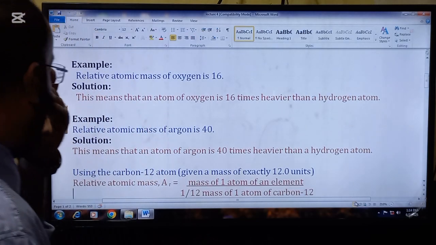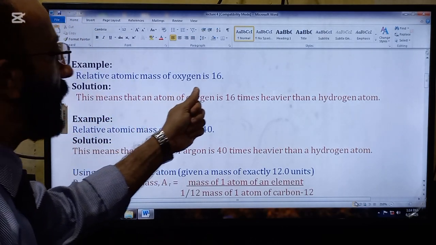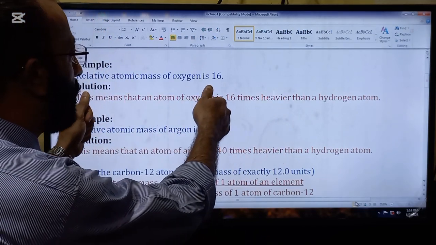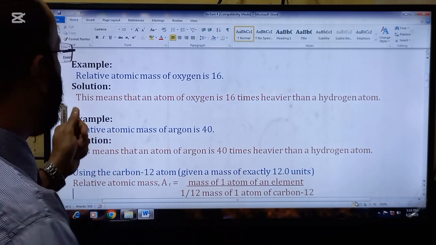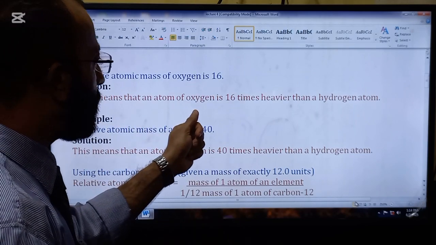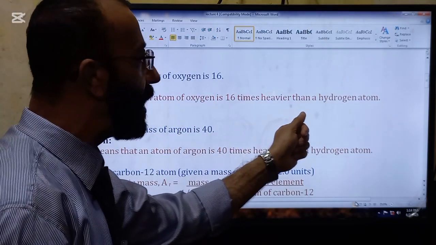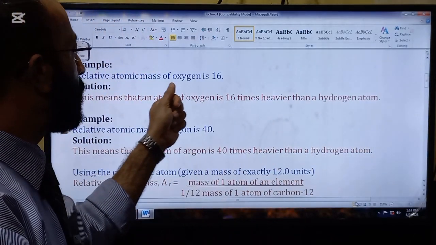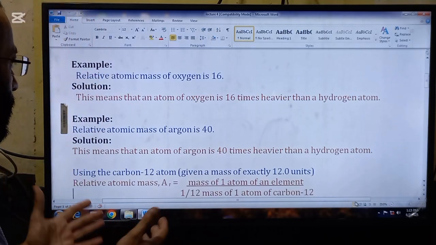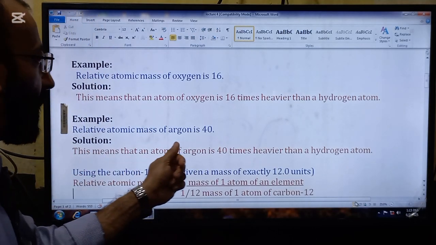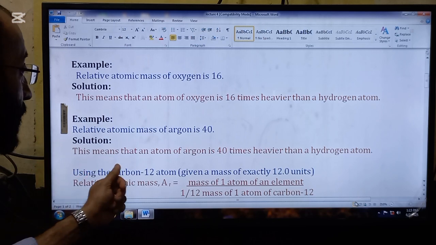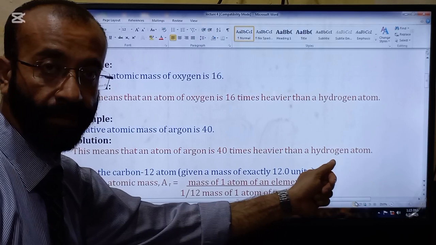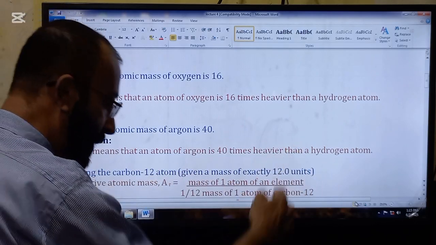Look now. The relative atomic mass of oxygen is 16. If it is given that relative atomic mass of oxygen is 16, this means that an atom of oxygen is 16 times heavier than a hydrogen atom. So this is the meaning of relative atomic mass of oxygen is 16. Look now, another example. Relative atomic mass of argon is 40. This means that an atom of argon is 40 times heavier than a hydrogen atom. So you have to remember, you have to learn this line.